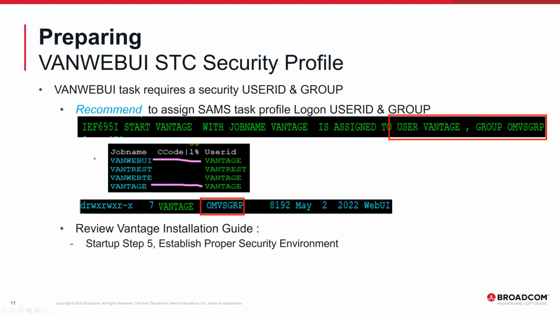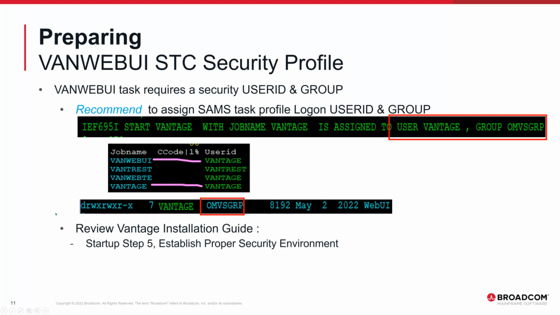So as you can see, I listed here in the second screenshot in SDSF or SysView, the job name of Van Web UI, and the user ID is Vantage. And then my Vantage started task is called Vantage, and then the user ID is the same. So that's one way to make sure that they are the same. Vantage has a REST API, so I just changed that one to REST. But the easiest way is just to have one security ID.